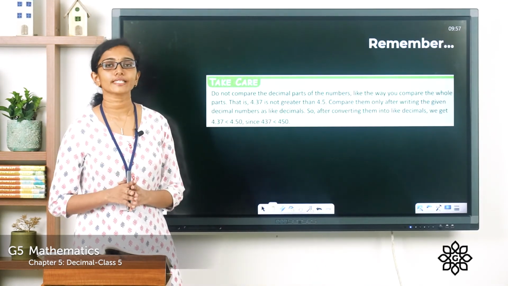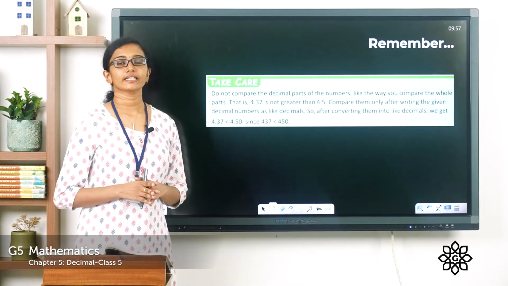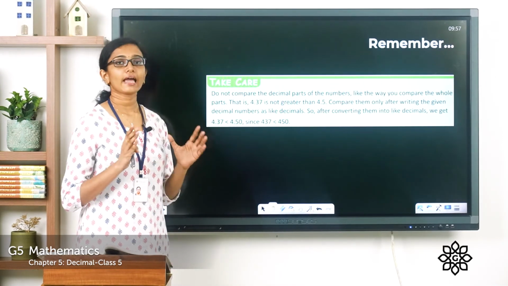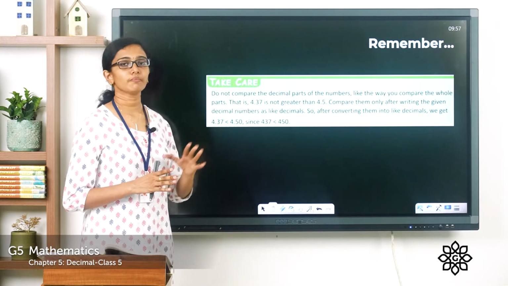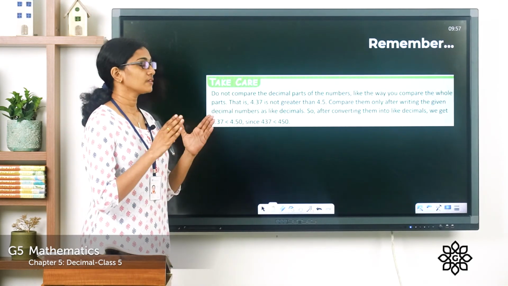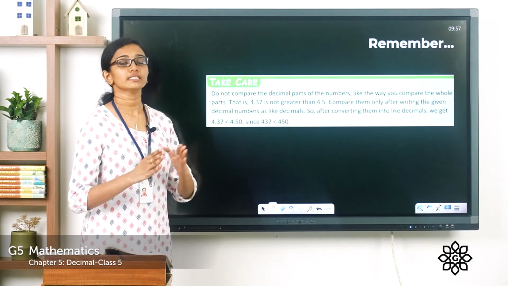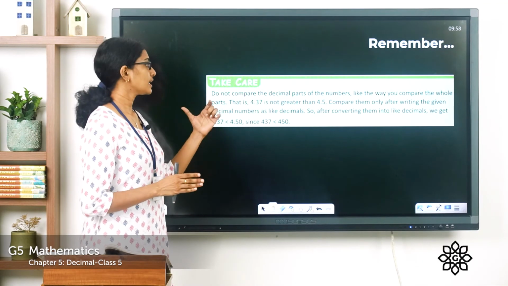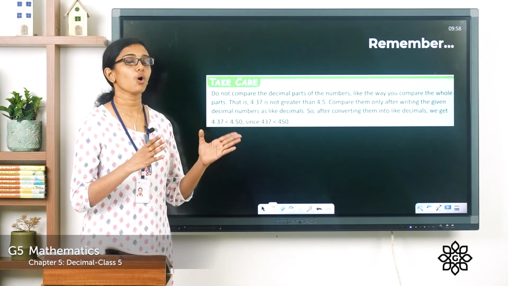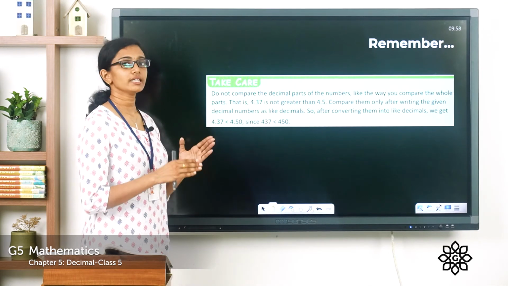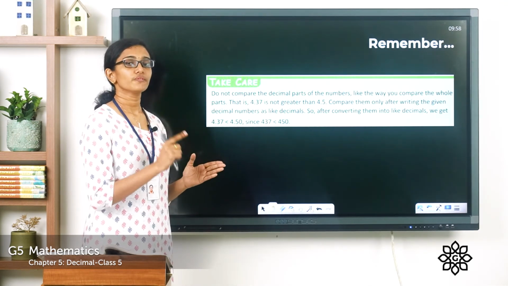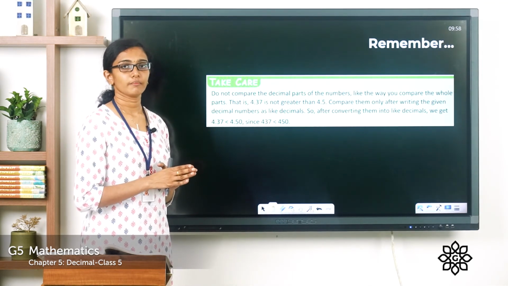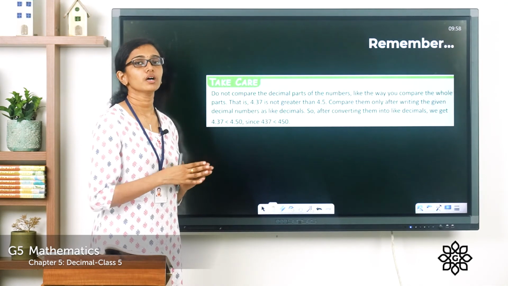Now always remember, when you are comparing decimal numbers, do not ever compare the decimal parts of the numbers first. The first thing you have to do is to change them to like decimals and compare the whole parts first. If the whole parts are the same, proceed by comparing the first digit to the right of the decimal point and you proceed one by one of the digits.